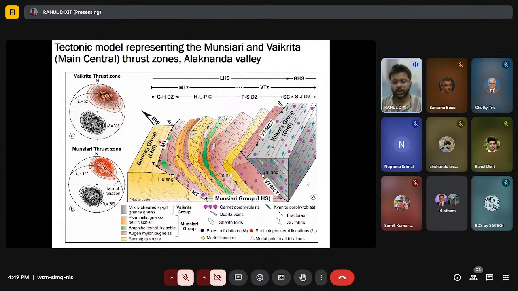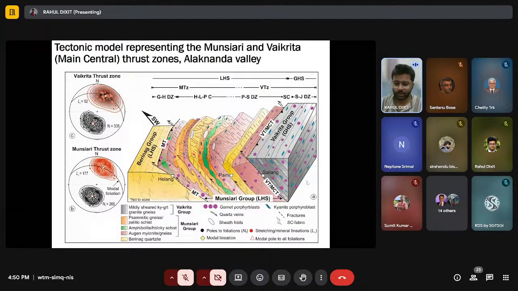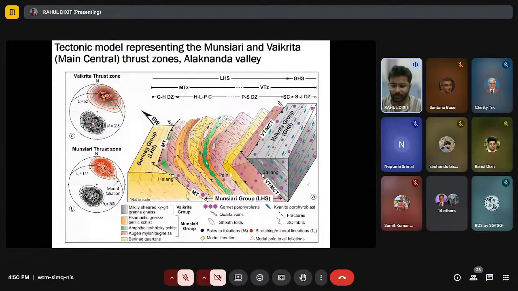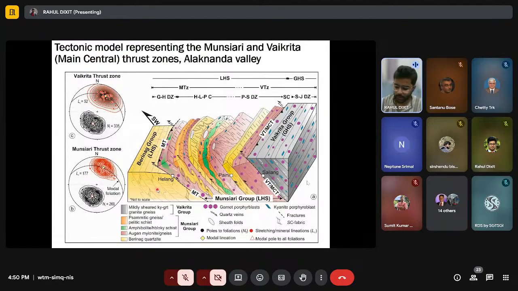and this tectonic model is mainly based on the studies performed in the Alaknanda Valley. And here we could identify several imbricate horses that are present within these Munshari thrust zone and Vakrita thrust zone rocks. These tectonic imbricates that you see, this yellow color band as well as this green color amphibolite band, are representing the tectonic imbricates of the Munshari group, with footwall Berinag group rocks occurring within the Munshari group rocks.